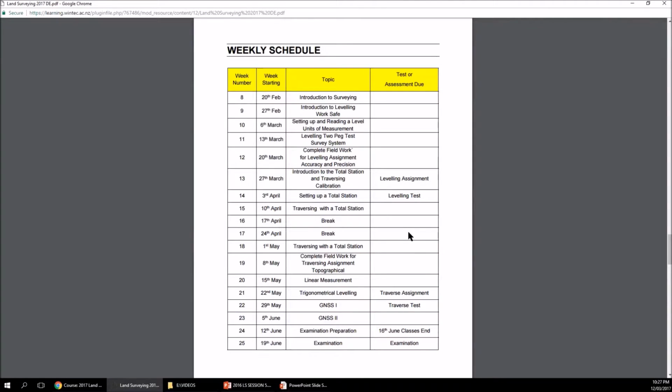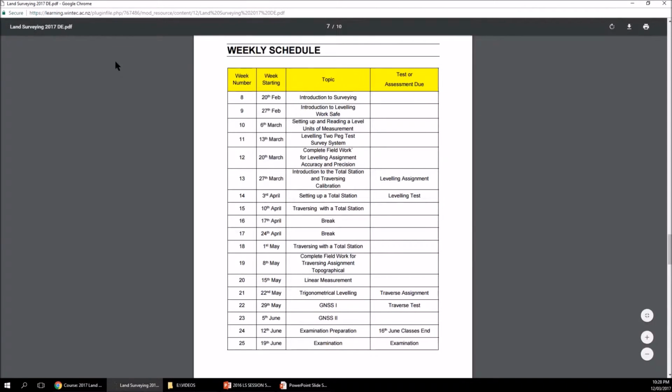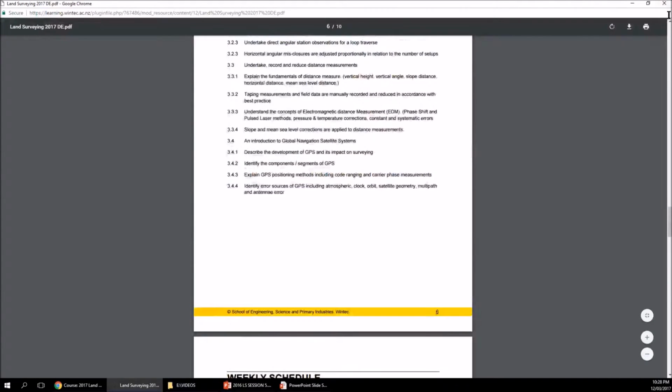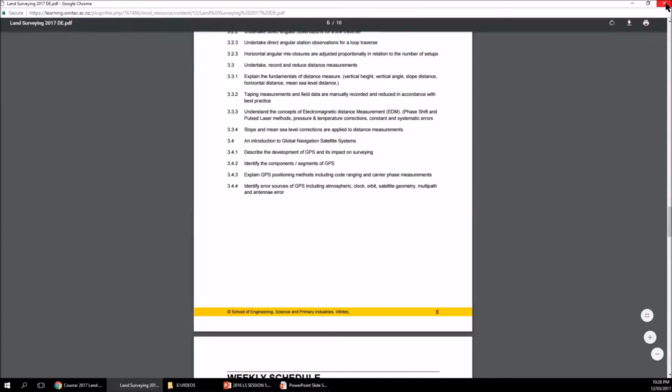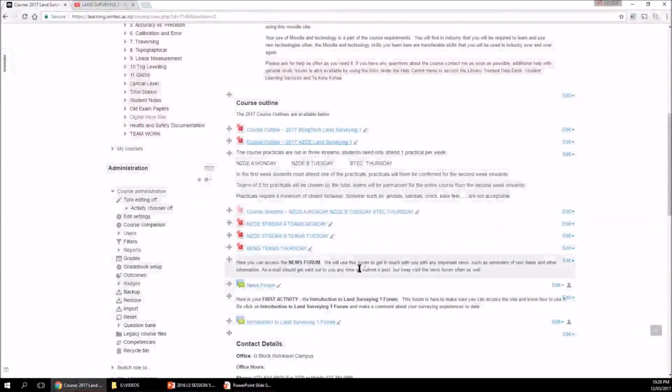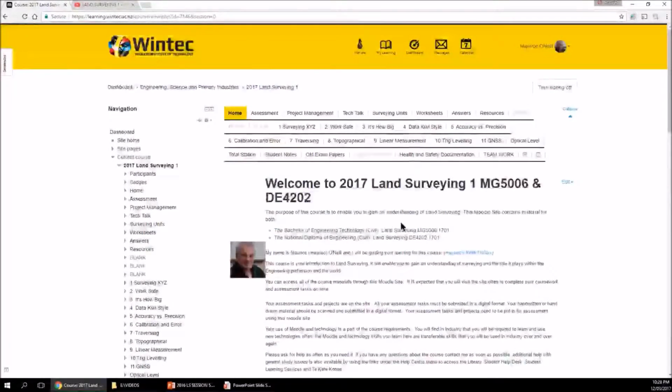The levelling test will be done during the tutorial that we have in the CAD room, and they're 1 hour long. So that's the levelling test, 1 hour long. Just by way of a reminder, old exam papers, I have got copies of the levelling test somewhere.